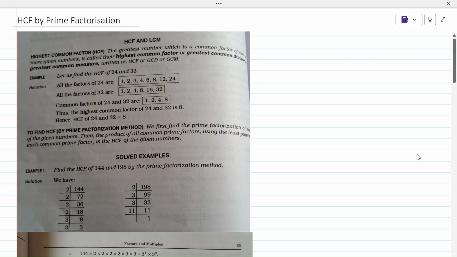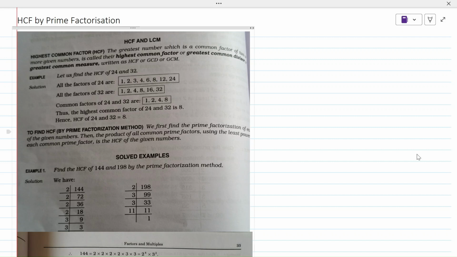Hello kids, let's start with the chapter HCF and LCM, and this chapter is not present in the Ganit Prakash or in the RS Aggarwal. This content has been taken from the previous year's book. Okay, so let us start with HCF and LCM.